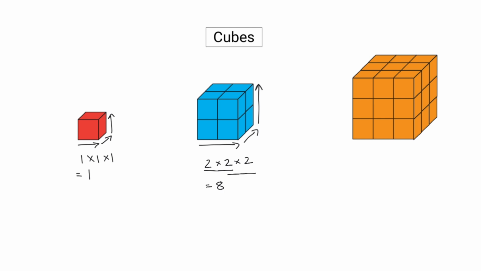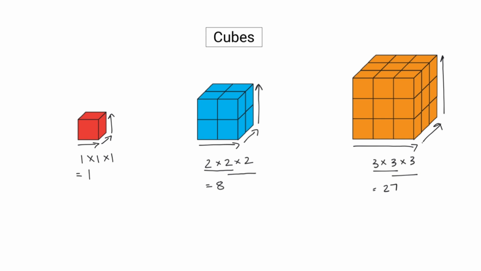And then the last one, we've got 3 small cubes going to the side, to the back, and up. So we would write that as 3 times 3 times 3. And we would work it out as 3 times 3 is 9, times 3 is 27. So we should have 27 smaller cubes making up this big cube. Now these numbers, 1, 8, and 27, they are known as cubed numbers because if we draw them, they form cubes, like we can see in these diagrams.